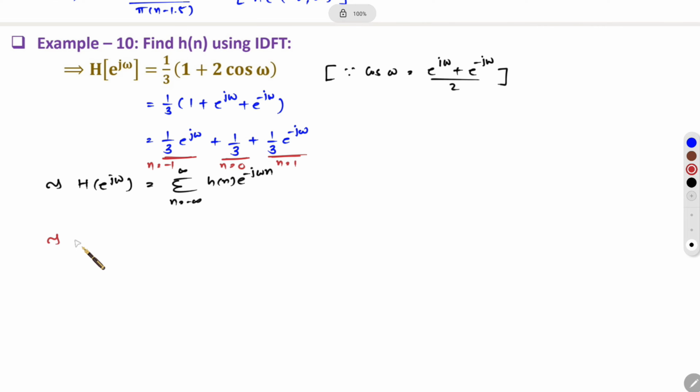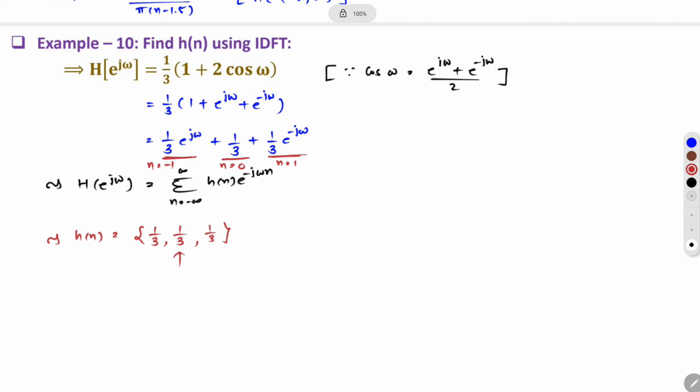So if you compare this summation, then from this one can write h of n. If I write h of n over here, then at n equals minus 1 we have 1/3 coefficient. At n equals 0 we have 1/3. So here there should be an arrow. Reference is having an arrow at n equals 0, and then we have 1/3 coefficient. So that is how one can get h of n by simply comparing the DTFT equation with this polynomial, right?